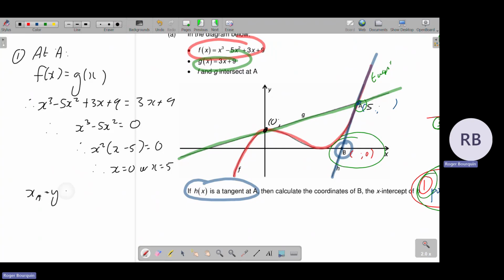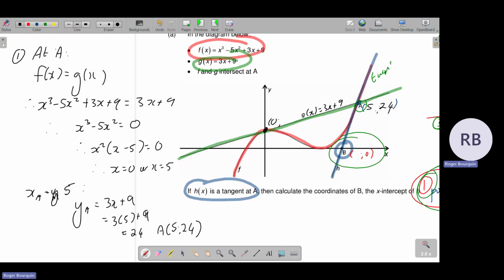But we need the y-coordinate as well. So how am I going to get the y-coordinate, sub into which equation? Either one, right? What's the easiest one? The straight line, right? So the y-coordinate of A is going to be equal to 3x plus 9, which is 3 times 5 plus 9. You have to show all the working, which is equal to? So what's the coordinates of A? 5, 24.